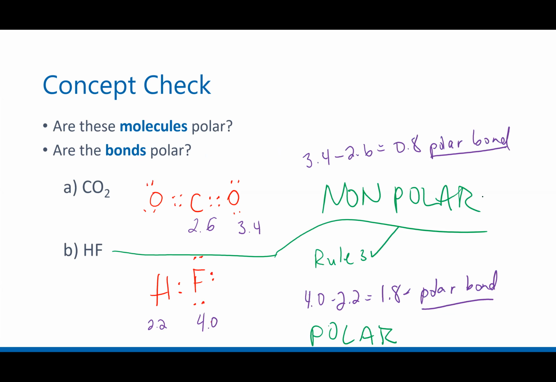The molecule on the top, CO2, does not satisfy any of our rules. Rule number 1, again, are there more than 3 atoms? No. Rule number 2, are there lone pairs on the central atom? No. Rule number 3, if there is no central atom and there's only 2 elements, are they different? And again, the answer is no. However, for B, rule number 3 is true, where there is no central atom and they are different elements. So that is polar.